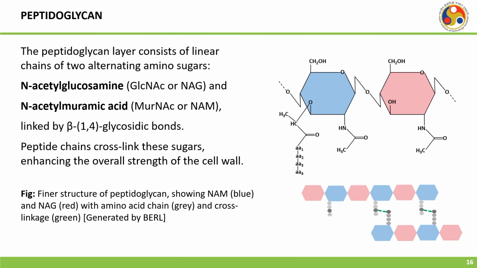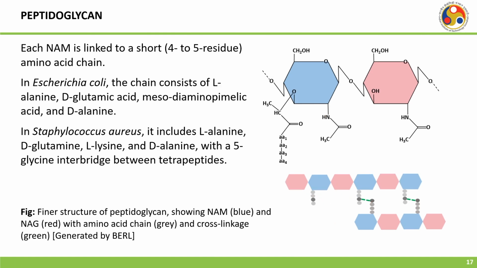And in this picture, you can see the fine structure of peptidoglycan showing the NAM and the NAG with an amino acid chain, which is gray over here, and these are the cross linkages in this whole structure. Each NAM is linked to a short 4 to 5 residue amino acid chain. So, you can see here a 4 amino acid residue chain.